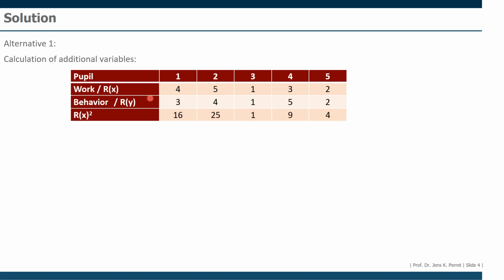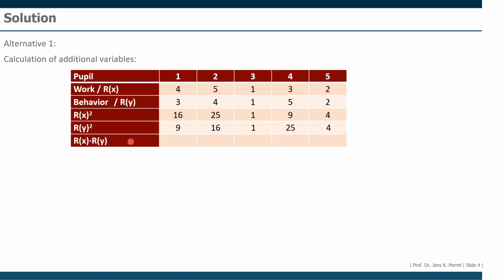Then I'm going to do exactly the same thing for the rank of y. So I have 3 squared, 4 squared, 1 squared, 5 squared, and 2 squared. And finally, I'm going to multiply rank of x and rank of y. So I have 4 times 3, 5 times 4, 1 times 1, 3 times 5, and 2 times 2. These here are just intermediate steps.